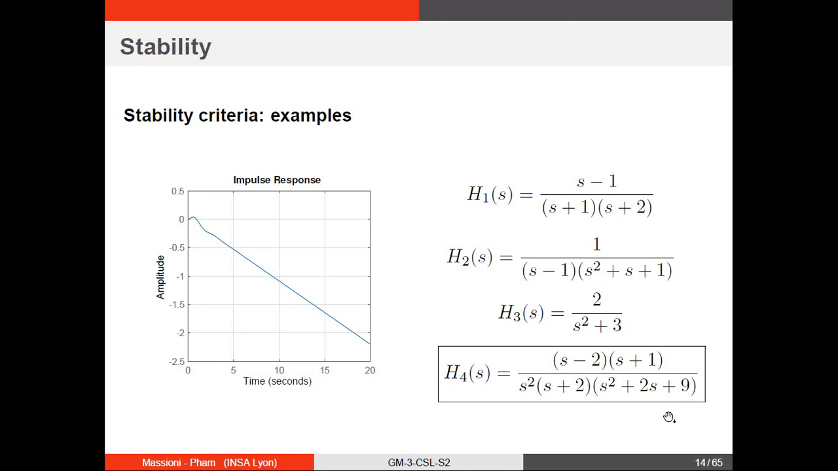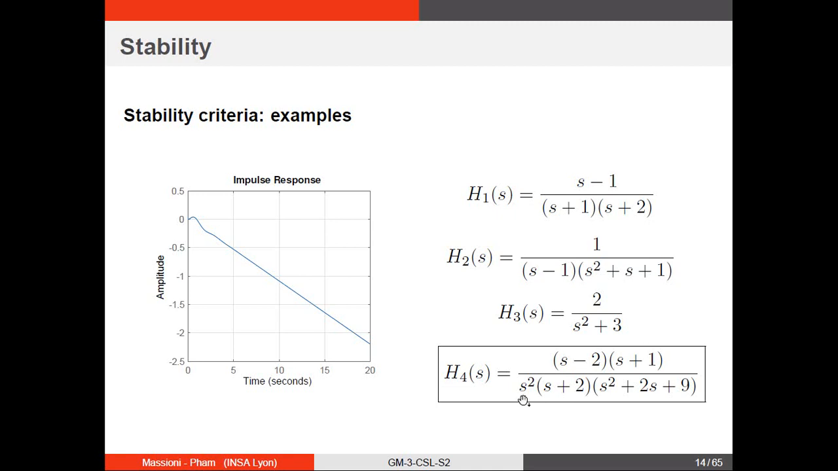Actually, the trick to easily get rid of degree 2 terms is to look at the sign of the coefficients. If all the coefficients have the same sign, then it means that the poles have negative real part. If all 3 coefficients appear with the same sign, none of them is 0, so if you have this one positive, this one positive, this one positive, no problem, this will be stable.